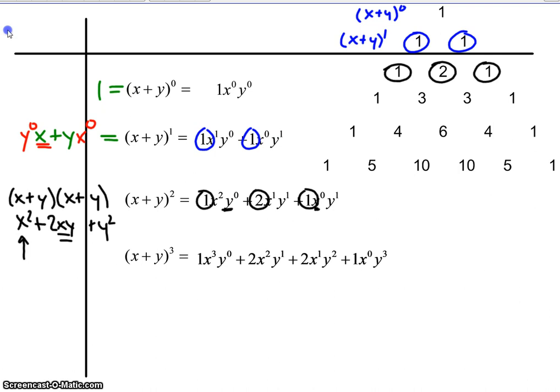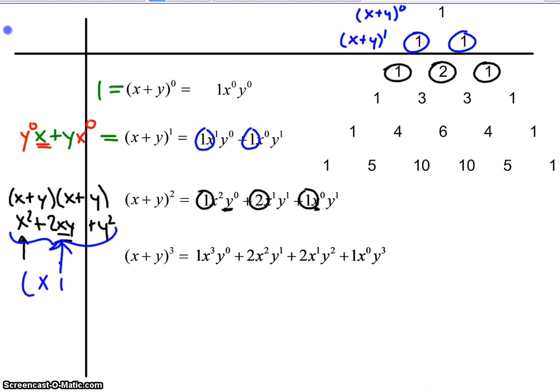Now, if we kept going, x cubed and did the same things. What I'm really doing is taking this expression up here times x plus y again, so I distributed the x through, and then I distributed the y through, combined some like terms. But again, 1, 2, 2, 1. Actually, these should be 3's. My apologies. And they match up with these.